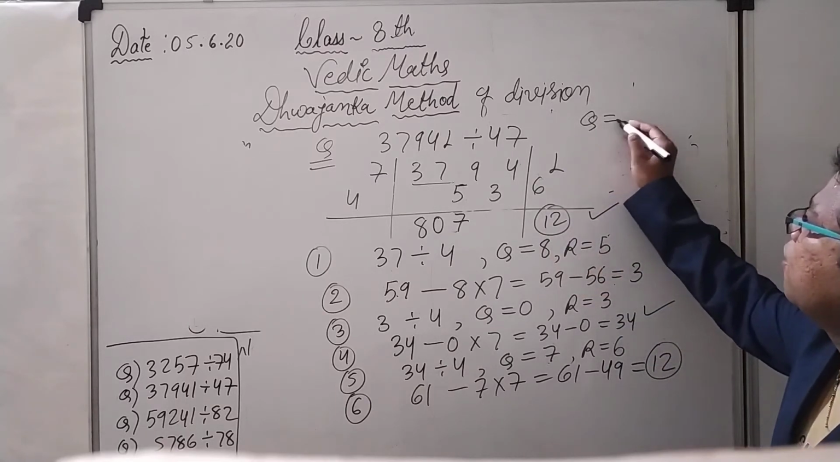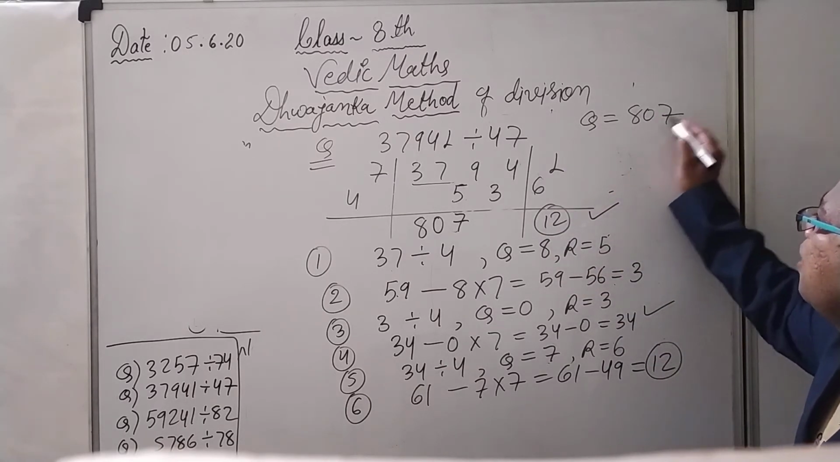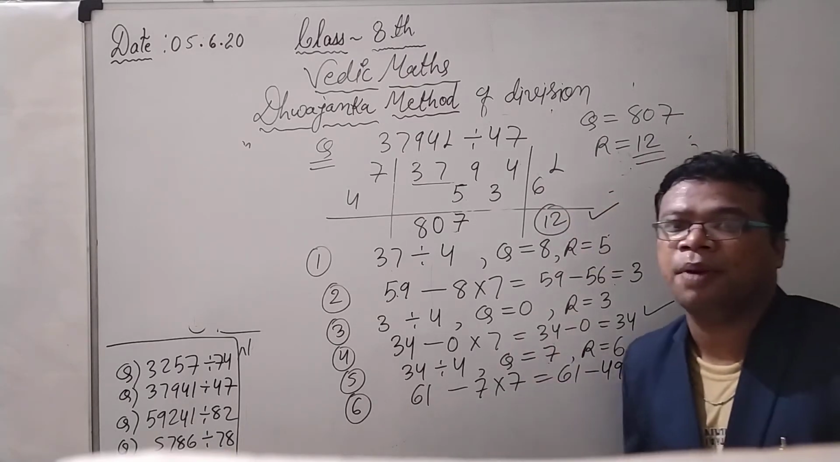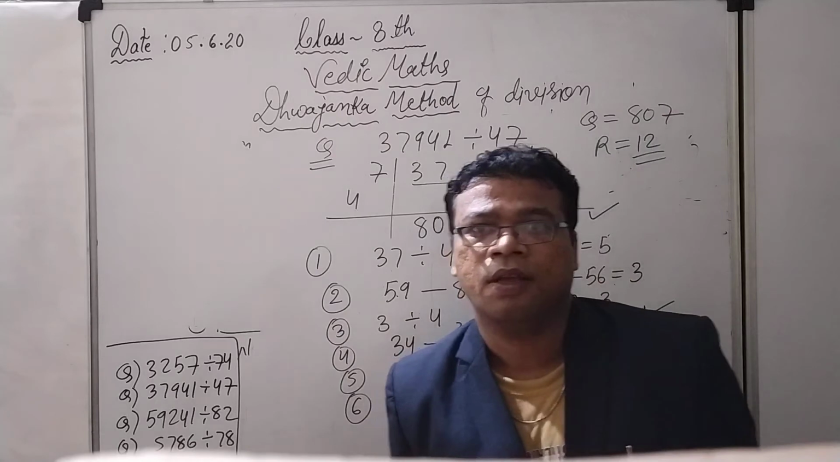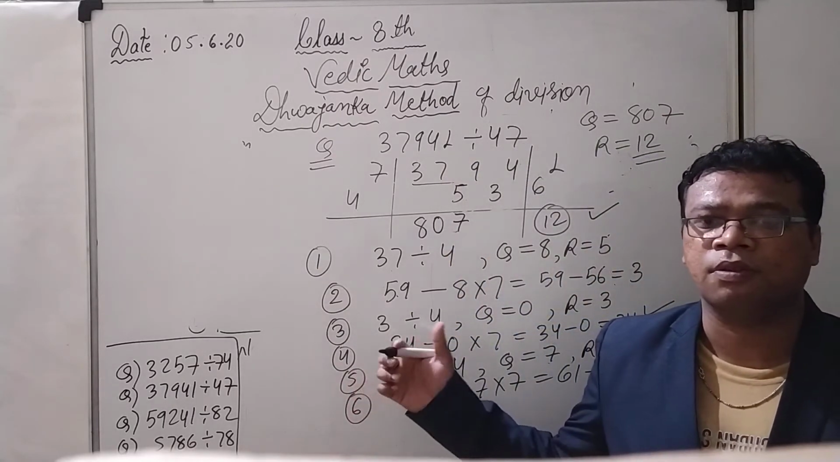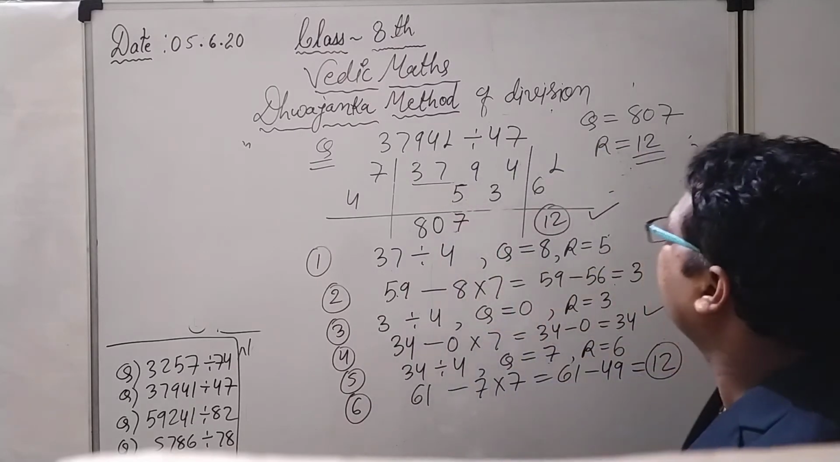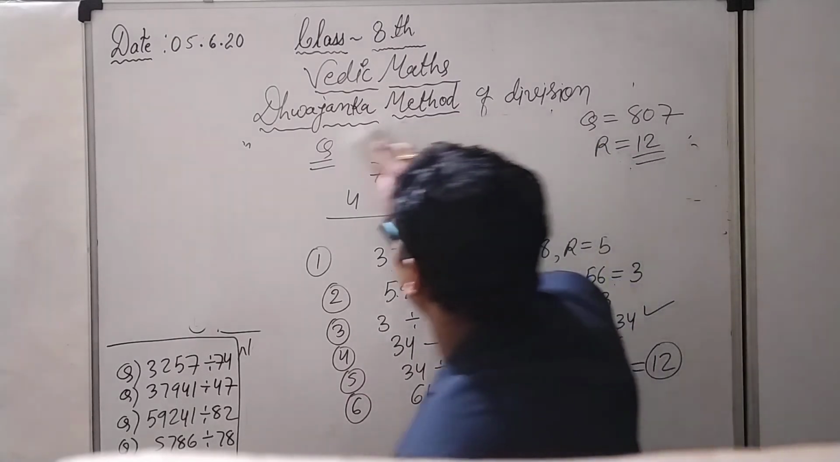So if I have to write down, Q I can write down 807, and my final remainder is equal to 12. And that also you can check by the normal division operation. Okay, next time I will solve the next question. See here, I am solving the next question in front of you.